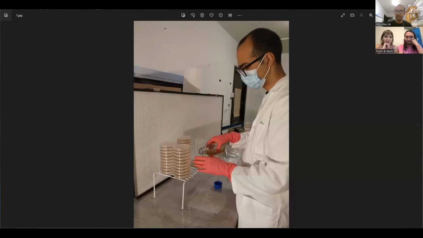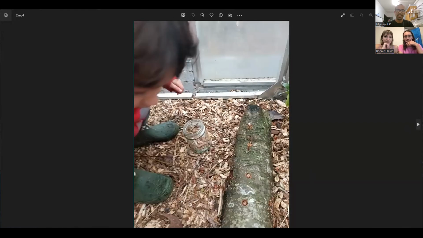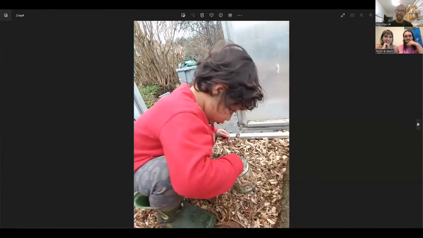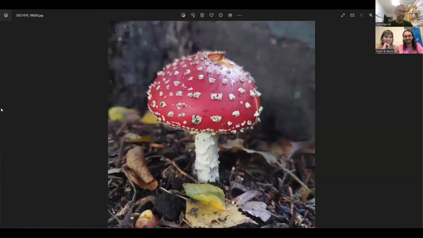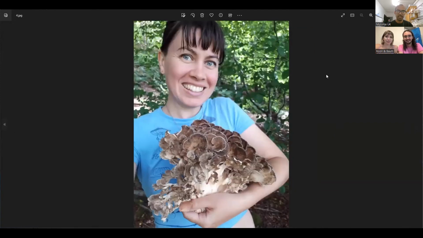Cool. So I'm in the lab today, so we'll have a little look around it. This is me in the lab. This is my little boy doing some log culture. This is my stepdaughter working in the lab as well. And then my awesome assistant and wife, Amelia, holding up my favorite mushroom, hen of the woods.